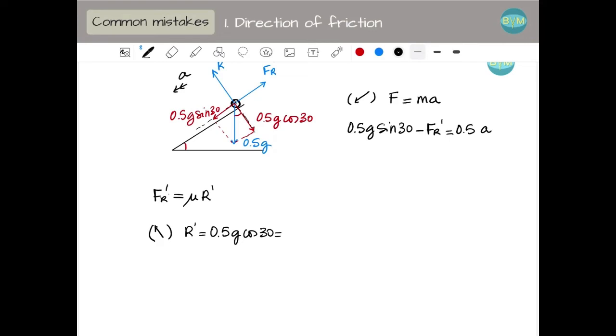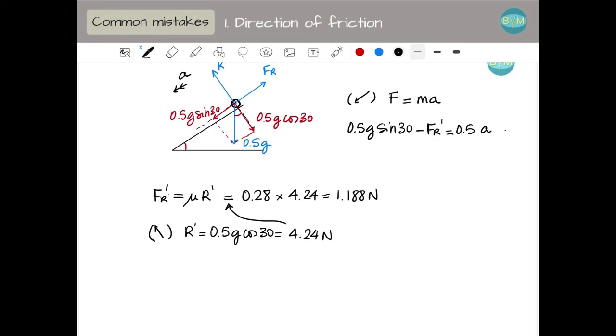I don't have the value, but I'm going to do it in a minute. So I have 0.5 times 9.8 cos of 30, which is going to be 4.24 newtons. That means that my new friction is going to be 0.8, that is the coefficient of friction that we found before, times 4.24, and this is going to be 1.188 newtons. That's my new friction.